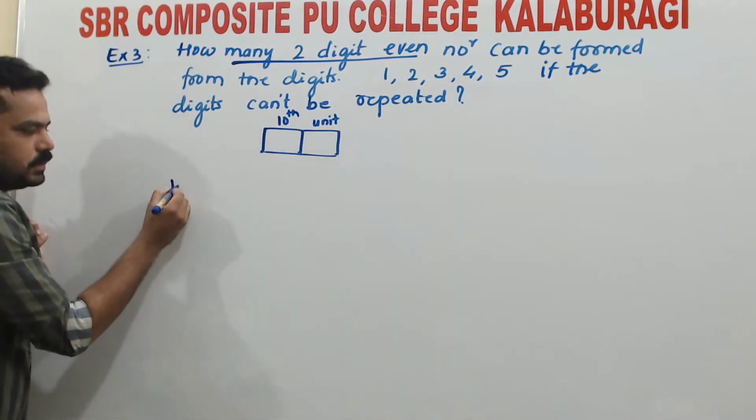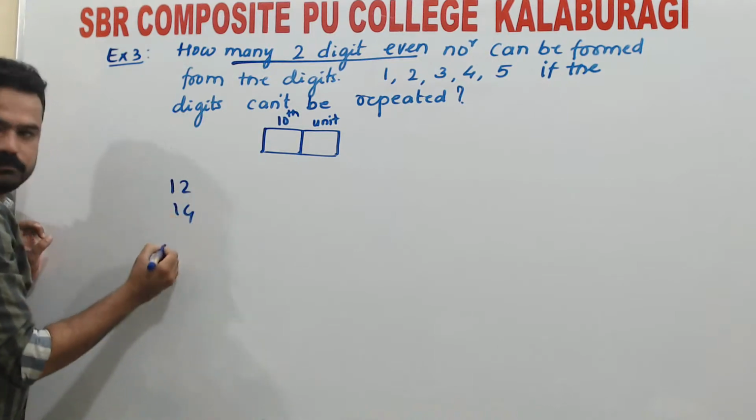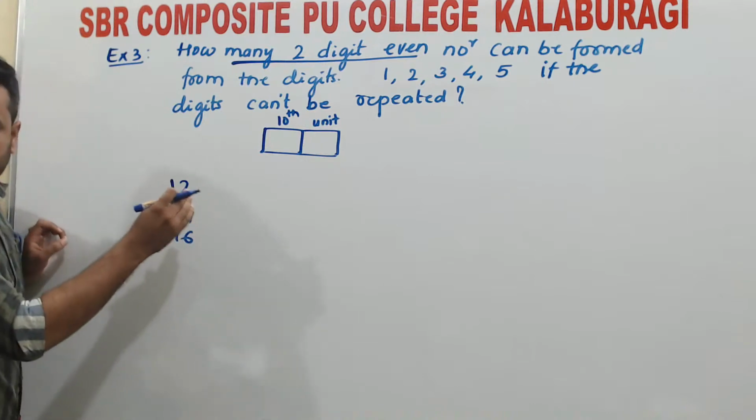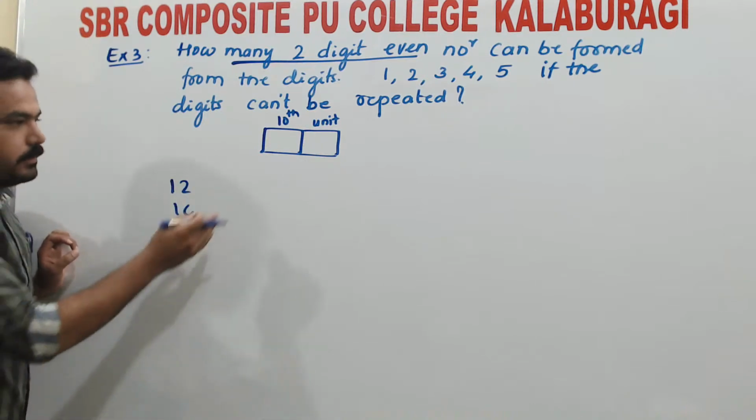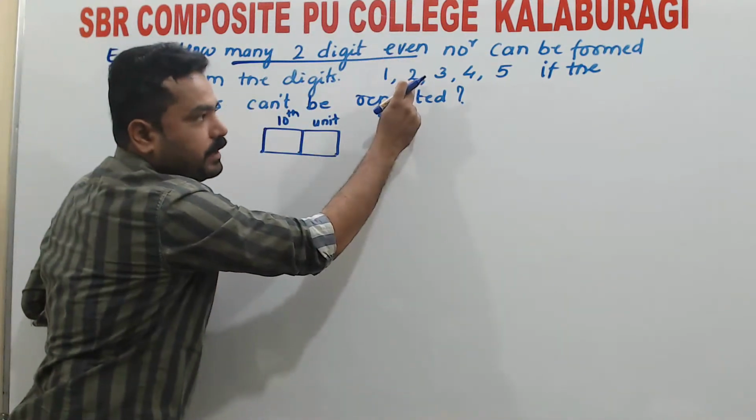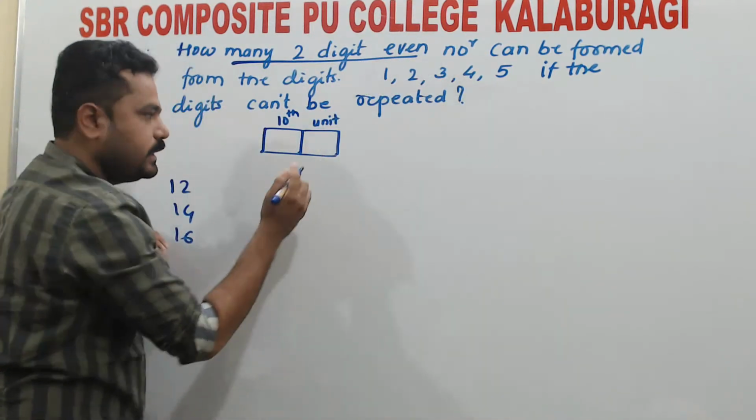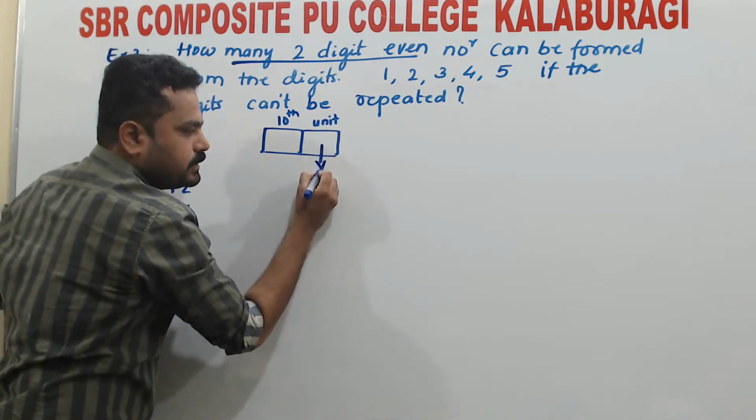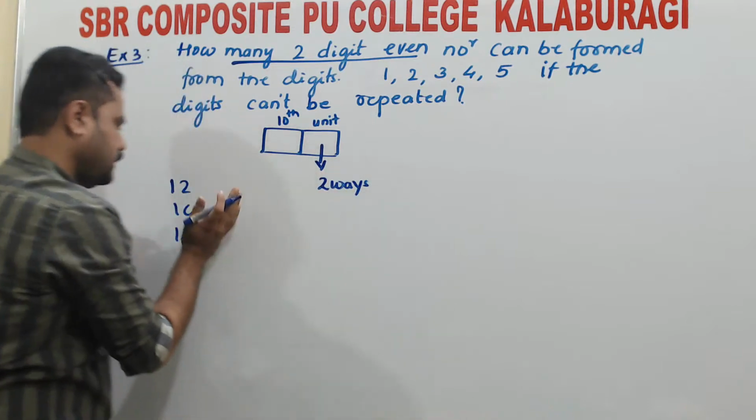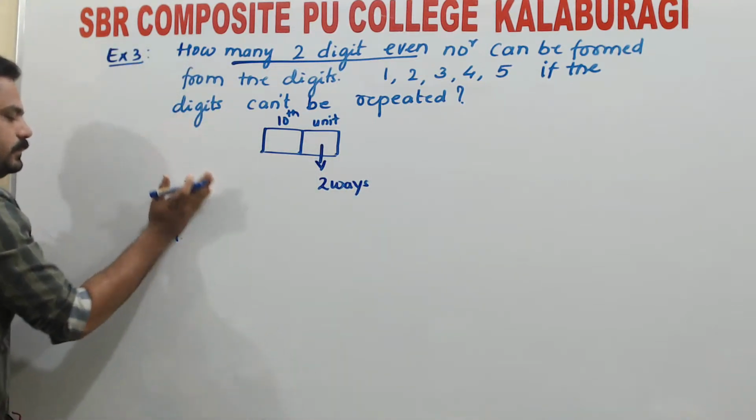Just observe the even numbers. What are the even numbers? 12, 14, 16. Here the unit place should be either 2, 4, 6, 8, 0. But here we don't have any 6, 8, 0. Here we have only two even numbers, that is 2 and 4. Therefore, it can be filled in how many ways? Two ways. Correct? It can be filled in two ways.